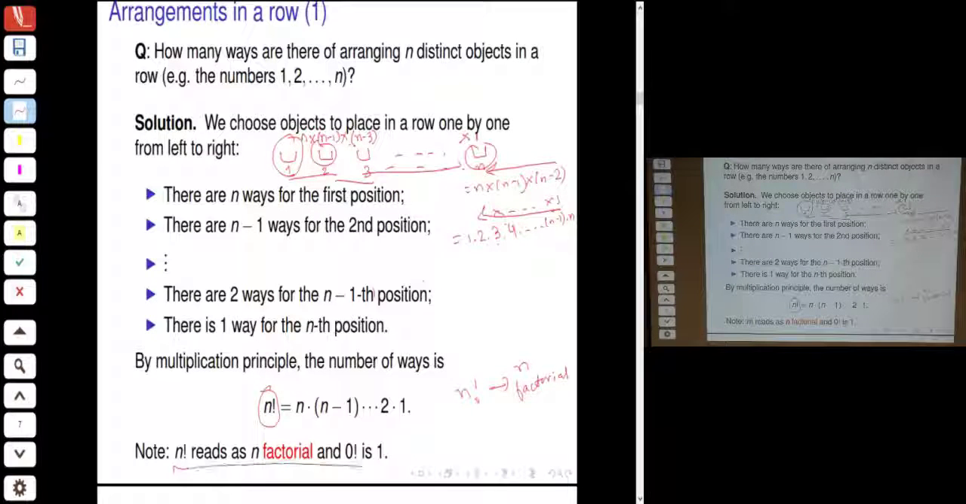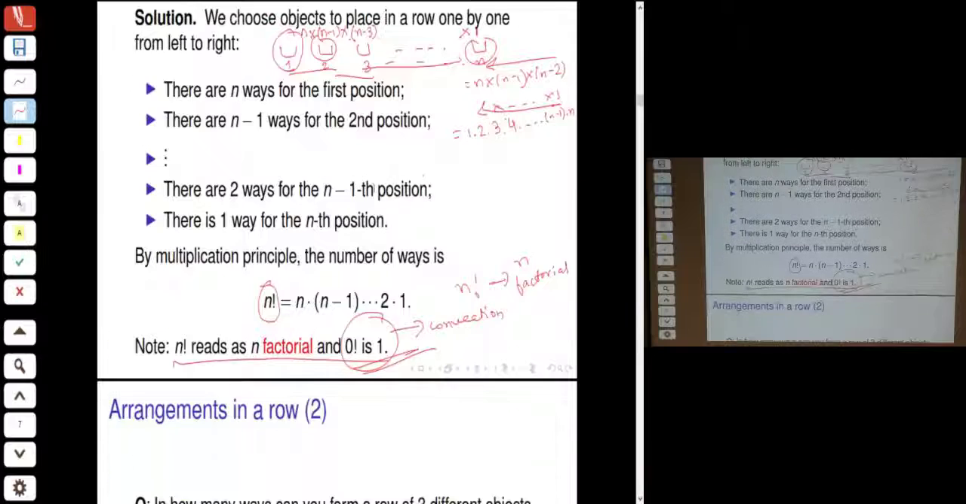So n exclamation reads as n factorial, and just by convention, 0 factorial is 1. So this is just convention. And 0 factorial does not have any meaning in terms of this kind of arrangements, because think of it, you are just trying to arrange 0 objects. What does it mean, right? But this is just a mathematical convention that 0 factorial is taken to be 1. Okay? Any questions? Okay.